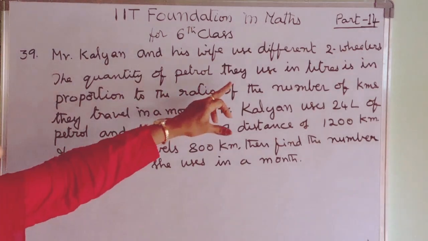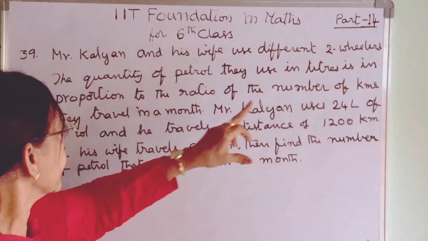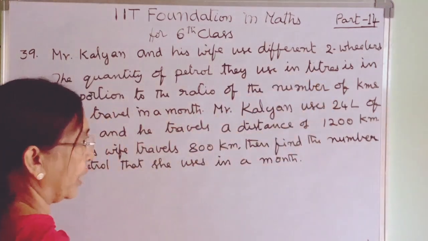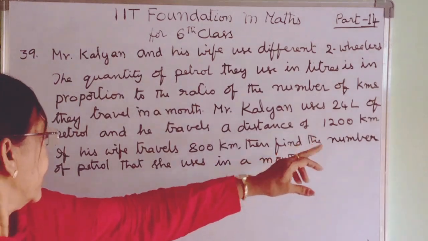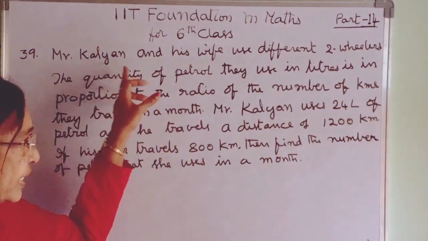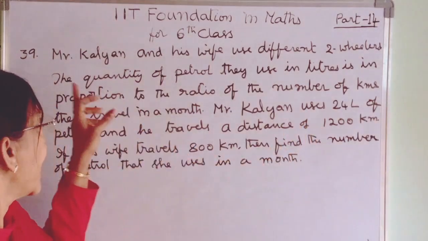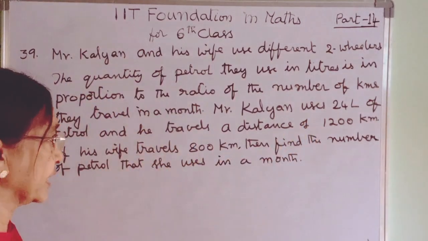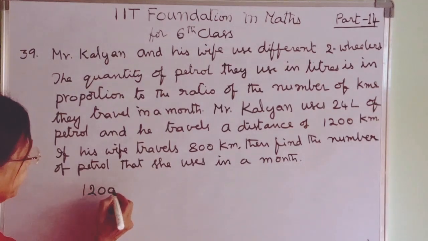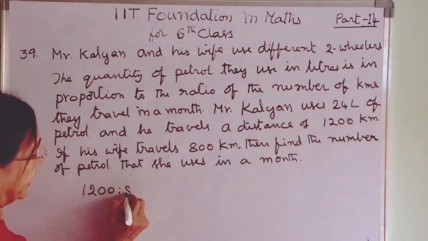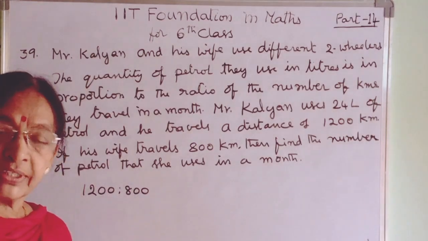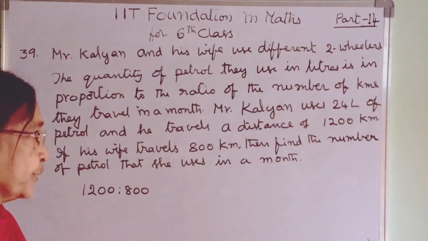So the quantity of petrol they use in liters is in proportion to the ratio of the number of kilometers. Mr. Kalyan travels 1200 kilometers and his wife travels 800 kilometers. Therefore, the ratio of the distances travelled by them is 1200 is to 800. And this is in proportion with the liters of petrol they used.